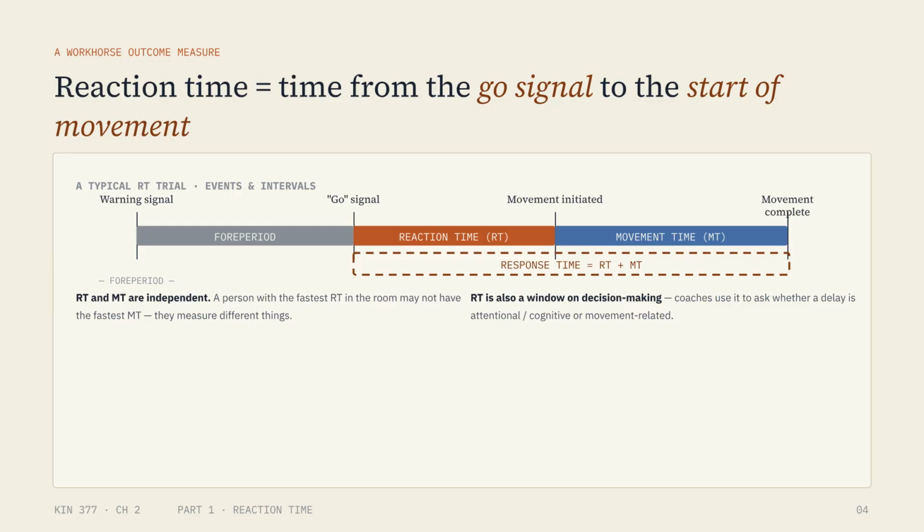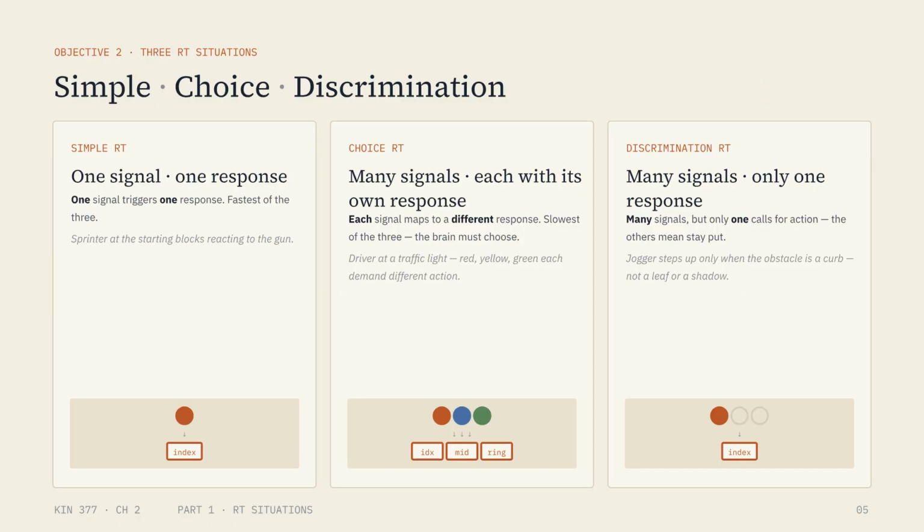And extended MT means movement speed is the problem, and you train leg strength and execution. Now, objective 2, the 3 types of RT. They differ in how many signals there are and how many responses are required. Simple RT: 1 signal, 1 response.